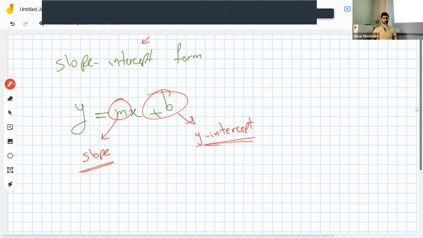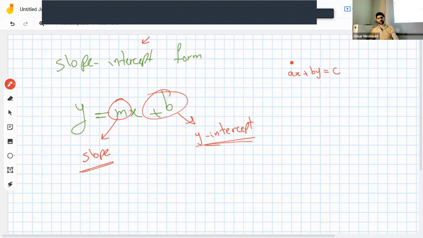Can I ask a question? Sure. Y equals mx plus b. What is this exactly? You said this is the standard form. But the one that was C equals AX plus BY, what is this one?